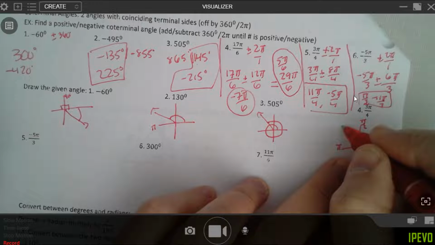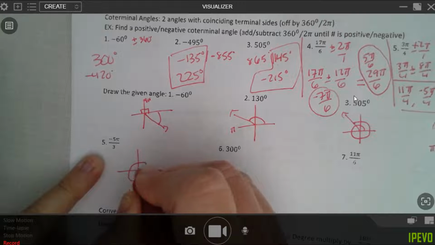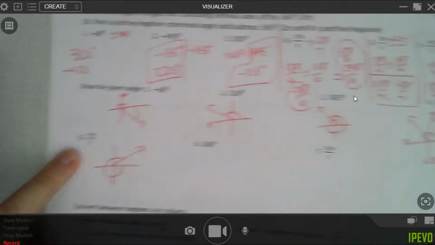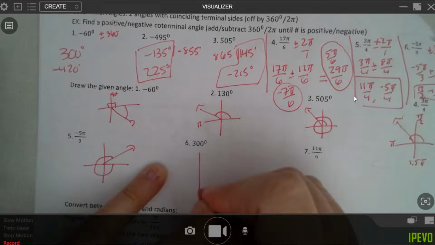Negative 5 pi over 3 down here. So that's almost negative 2, but not quite. So I'm going to go almost negative 2. So just going the negative 2 direction, but not quite. All right, try the next two on your own. Pause the video and come back to see if you're right.